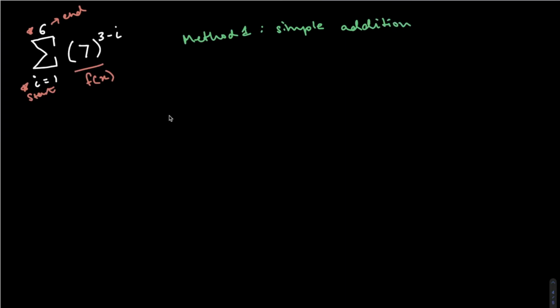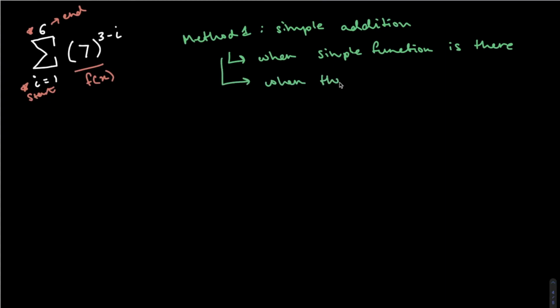Simple addition is okay when you have a simple function, or when there are fewer terms. We're only talking about 6 terms here: 1, 2, 3, 4, 5, 6.